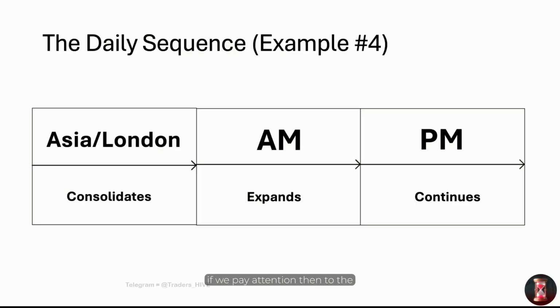If we pay attention then to the fourth example of the daily sequence, it looks like the following. You can see that Asia and or London consolidated, the morning session expands, and the afternoon session continued the morning session trend. Meaning instead of reversing on the morning session trend, the afternoon session actually continued that underlying order flow. This occurs when the morning session or the lunch cycle stops right in advance of a higher time frame draw on liquidity. And that is something which I want you to investigate.